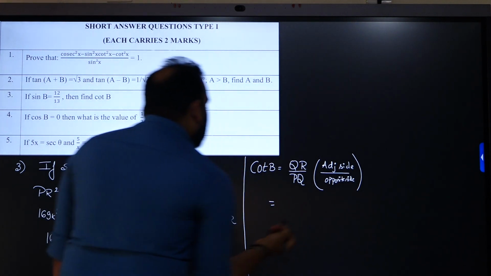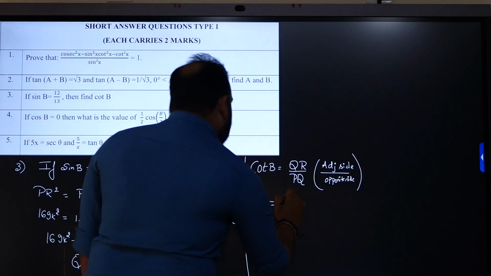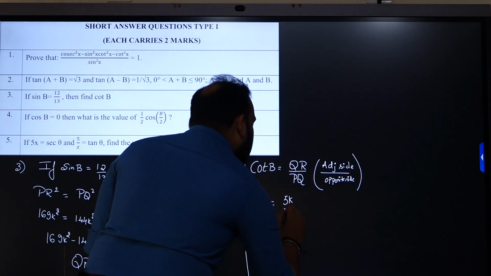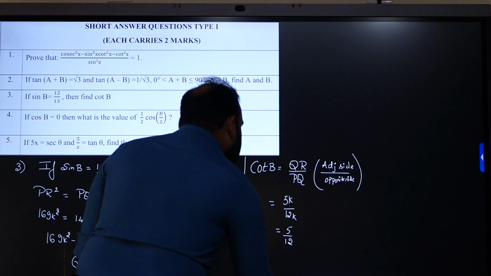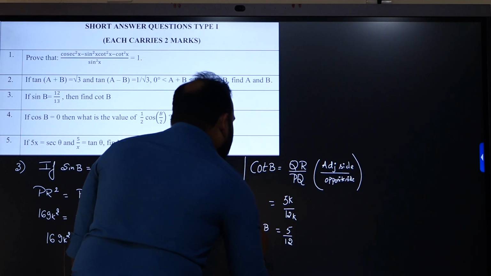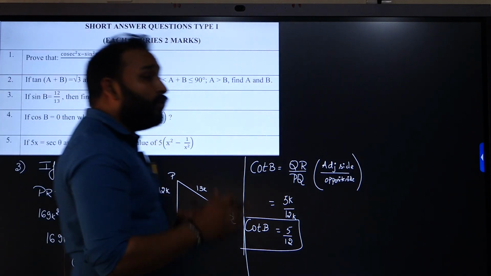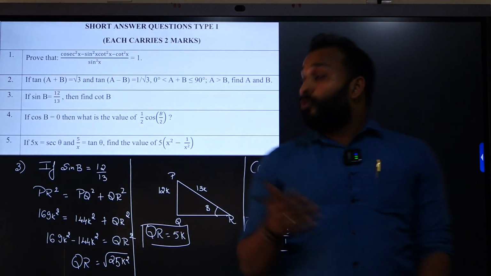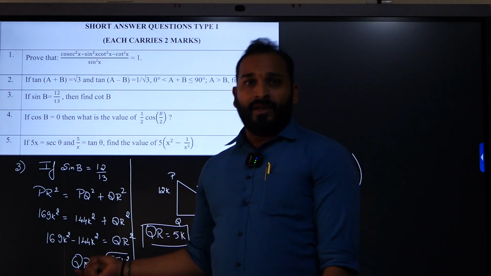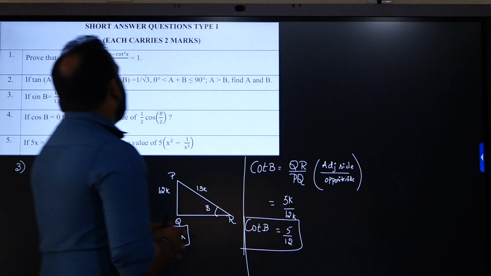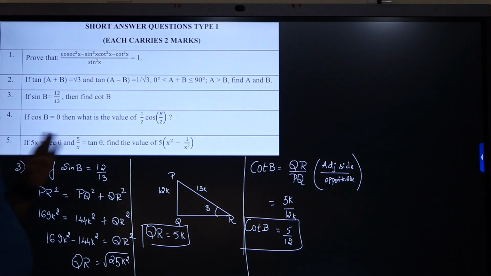Now we have all the values. Let's substitute. QR is 5K and what is your PQ, children? PQ is 12K. So you get 5 by 12 as a ratio. So this is the end of the 2 mark questions. And you can ask me, can you skip some of the steps you've done? I've done each and every step so that you don't miss out anything. In the exam, children, you don't have to write all these steps. You can directly find the value, substitute and write since it's a 2 mark question. Yes? I hope question number 1, 2, 3 is very clear for all of you.